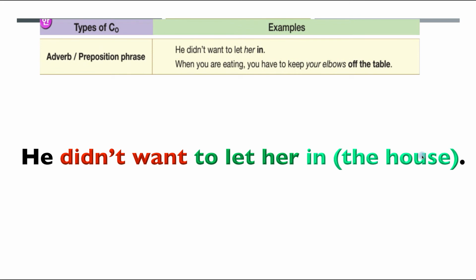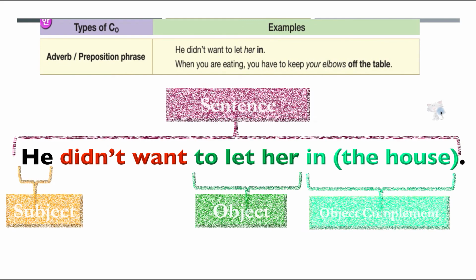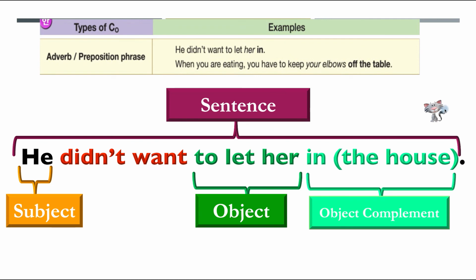He didn't want to let her in the house. So here in the example it says he didn't want to let her in. Technically it's like in what? In where? So I've given you an example: didn't want to let her in the house. Why didn't he want to let her in? Well, she was probably a vampire or something and wanted to suck his blood. But we don't have all the information.